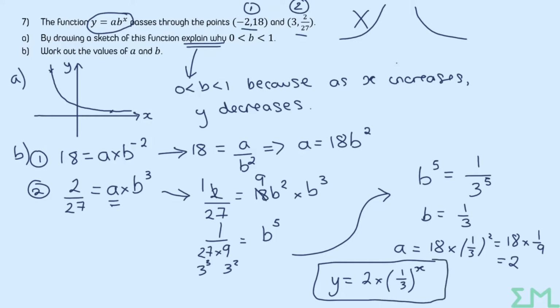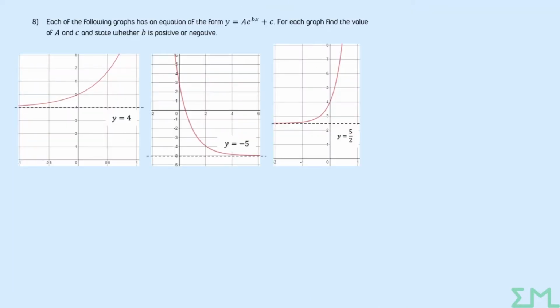Okay. Right. Next question. So here we have got a set of 3 graphs, each with some information, but not the equation of the graph. And we are told that each graph has the equation of the form y equals a e to the bx plus c, and then we are asked to find the value of a and c, and just to state whether b is positive or negative.